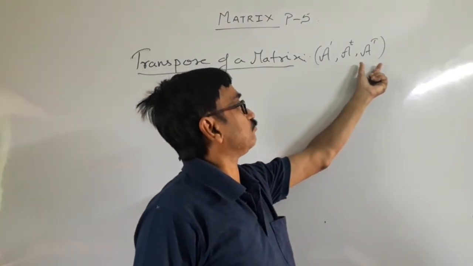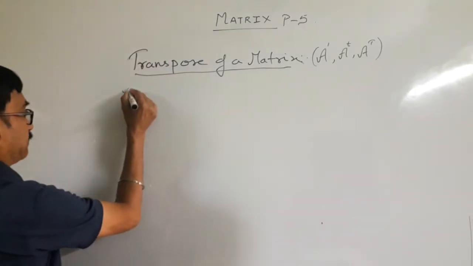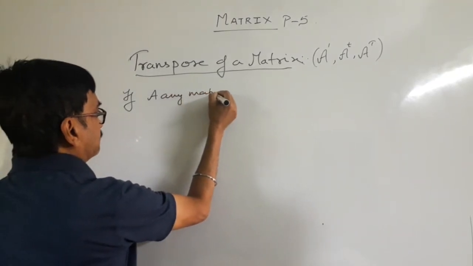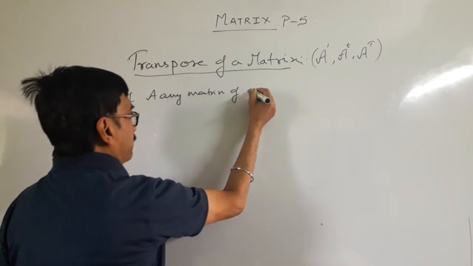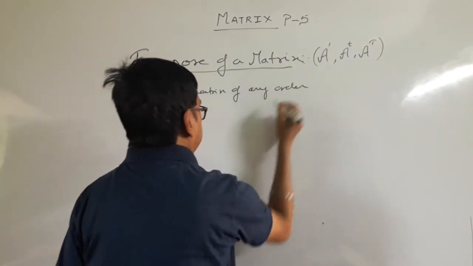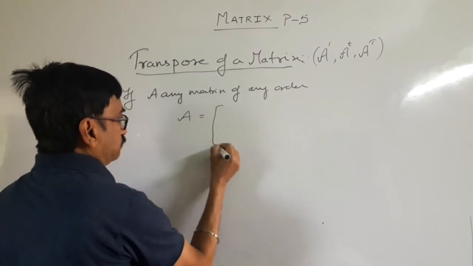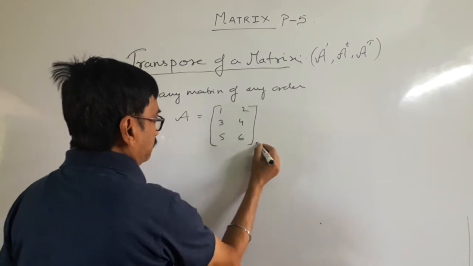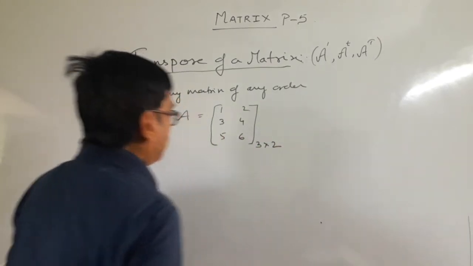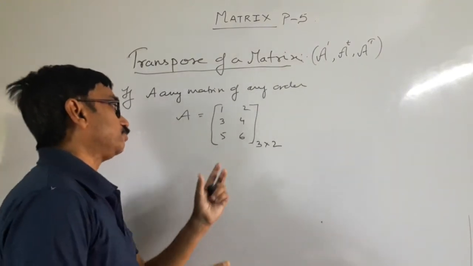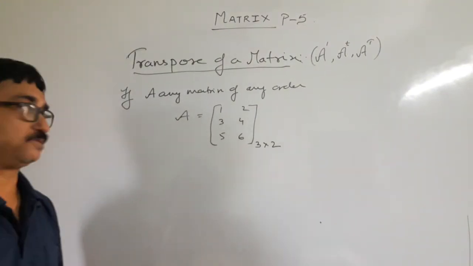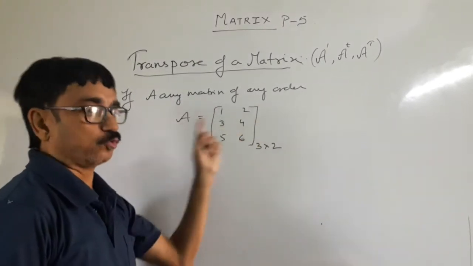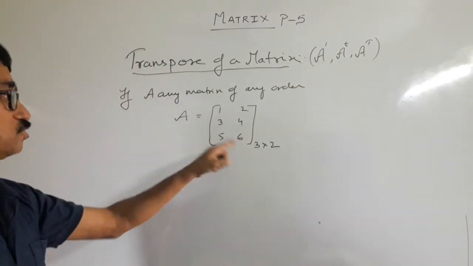A to the power small t or A to the power capital T. If A is any matrix of any order, that is, let A equal 1 2 3 4 5 6, it is of order 3 by 2, and for this matrix, if we interchange their rows and columns, if the rows are changed to columns and columns are changed to the rows, then it is known as the transpose of this matrix.